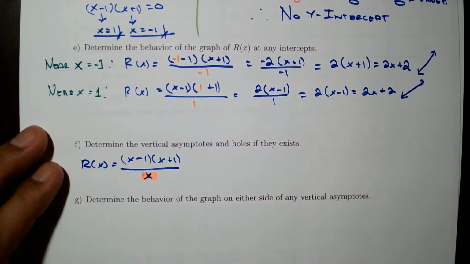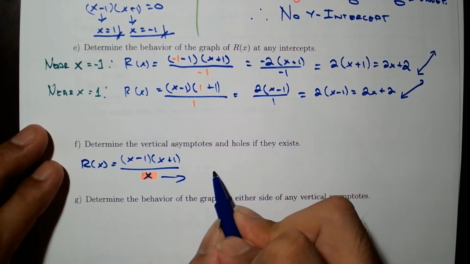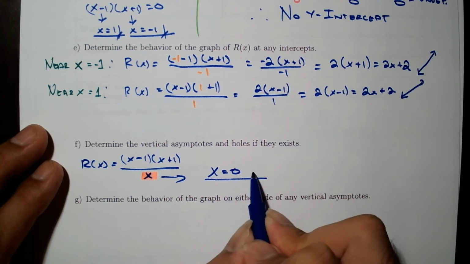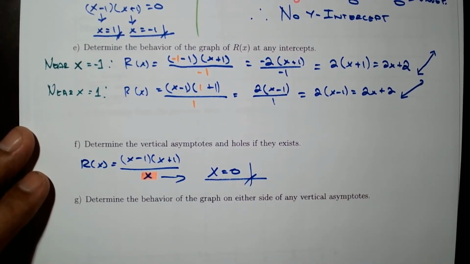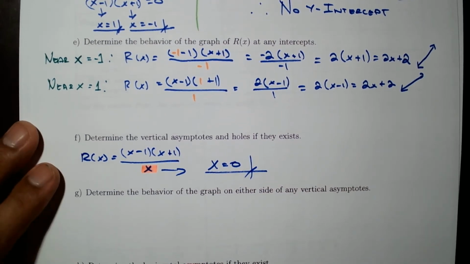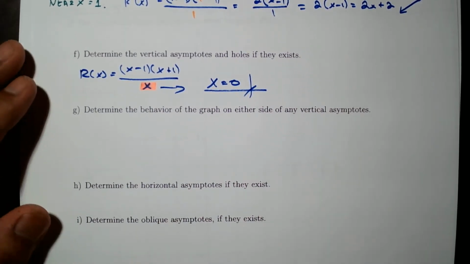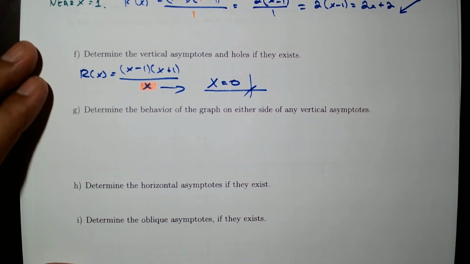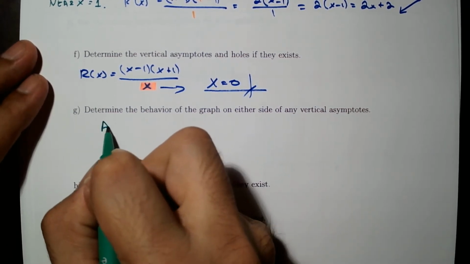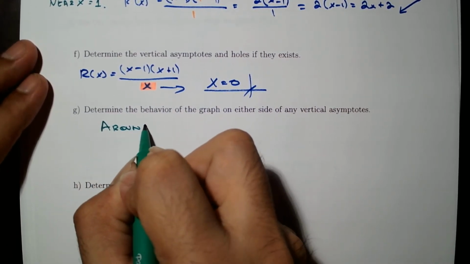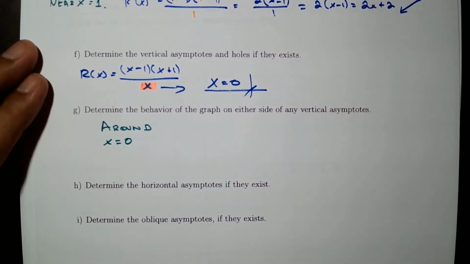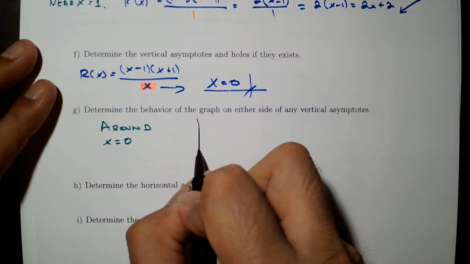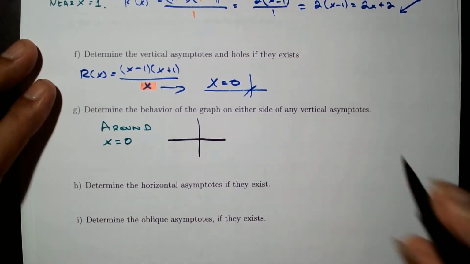Highlight the denominator, and that's going to give us that the vertical asymptote is x equals 0. That is the y-axis. Determine the behavior of the graph on either side of any vertical asymptote. Well, there's only one vertical asymptote, so around x equals 0, we are going to have the following. Let me draw the graph right here real quick.